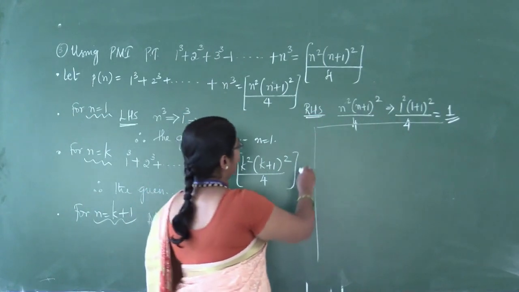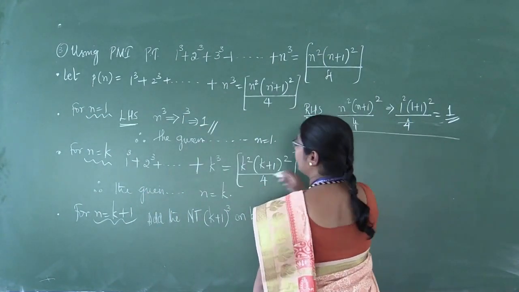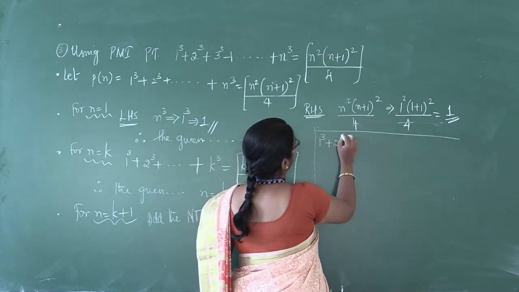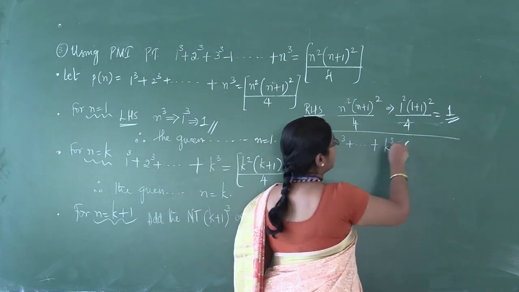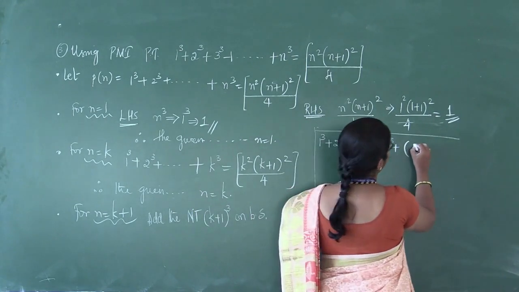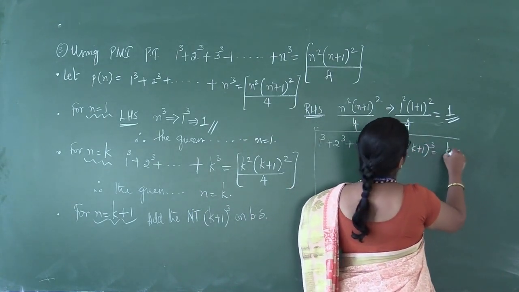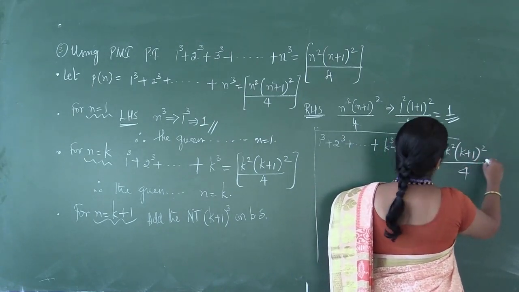So what does the given question become now after adding k plus 1 whole cube? By using step 3, the given problem becomes 1 cube plus 2 cube etcetera plus k cube. Which term am I supposed to add? K plus 1 whole cube, is equal to k square into k plus 1 whole square divided by 4.